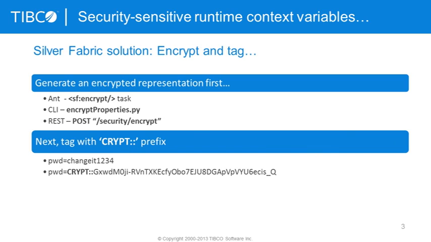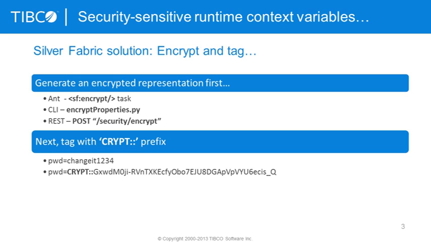First, we need to generate an encrypted representation of your password literal or the value that is security sensitive. There are three ways: through the ANT task, through CLI, or through REST. Both ANT and CLI would delegate to the REST. So if you do not know the ANT task or the CLI, you could still use the REST service.